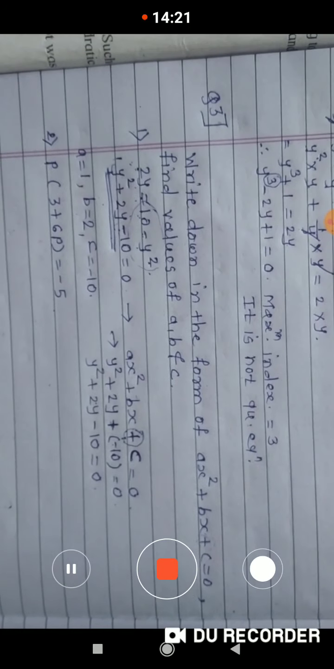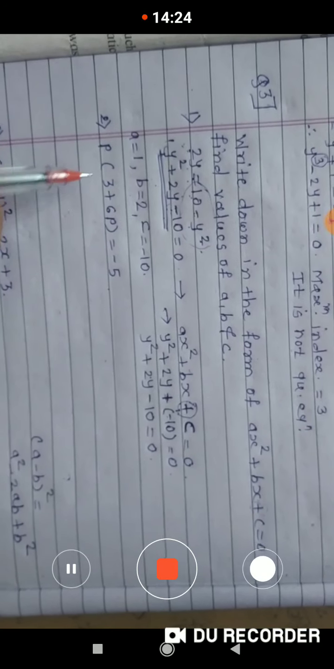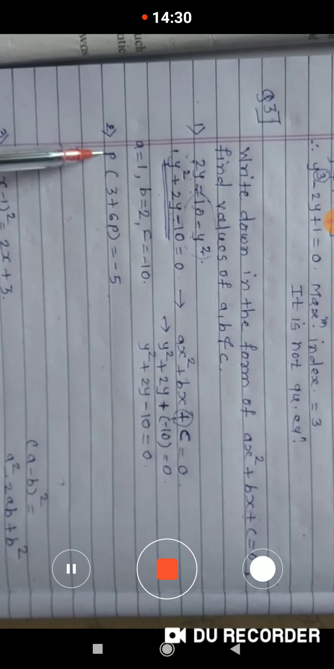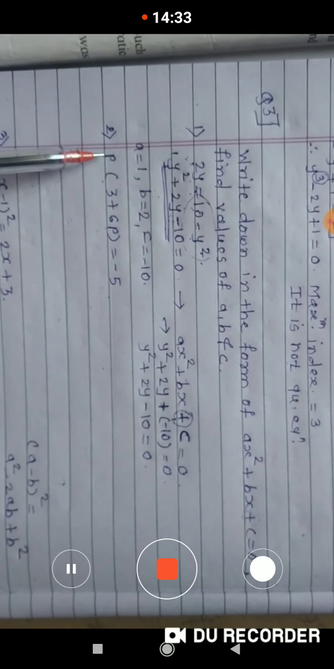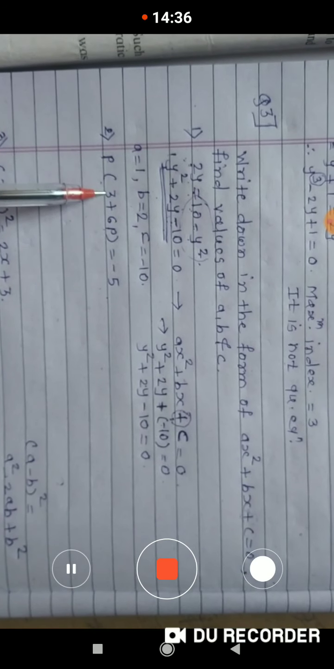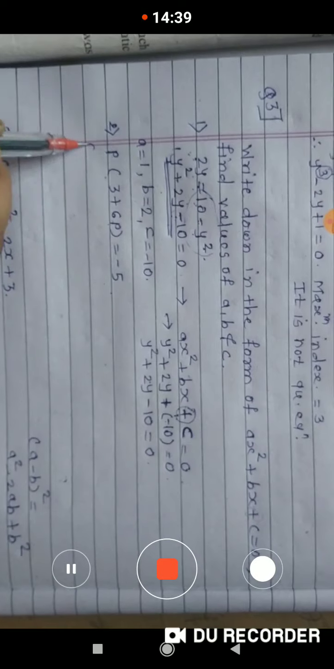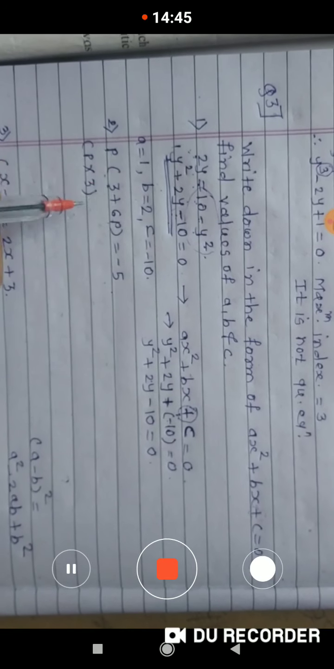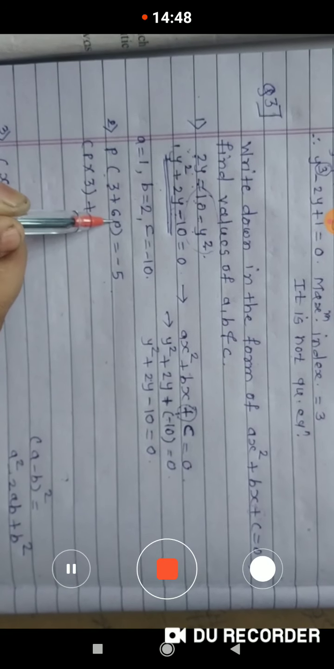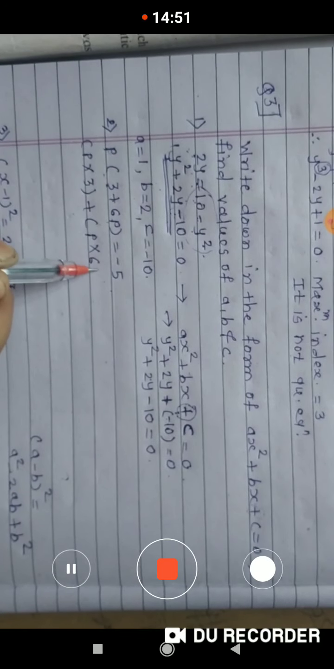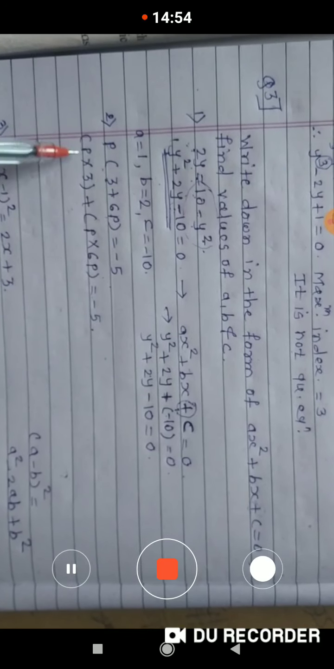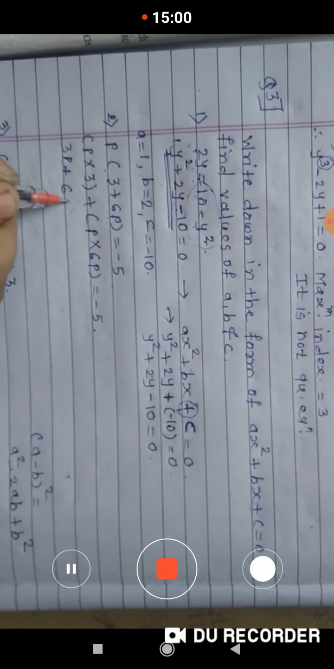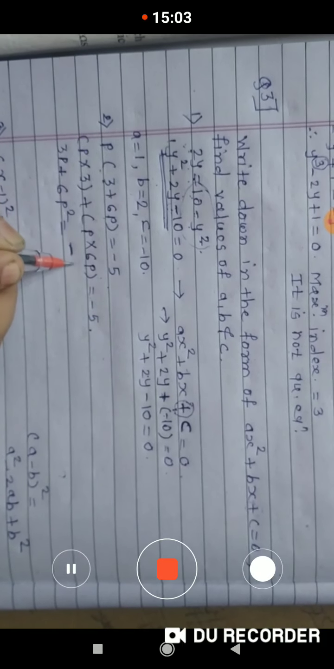Understand? Now see the second example. p in bracket 3 plus 6p is equal to minus 5. See here, p is outside the bracket. Therefore this p is multiplying each term in the bracket. First, p into 3. Okay, what is p multiplied with? With 3. Plus again p into 6p. p into 6p is equal to minus 5. p into 3 is 3p, plus 6 p into p is 6p square, is equal to minus 5.